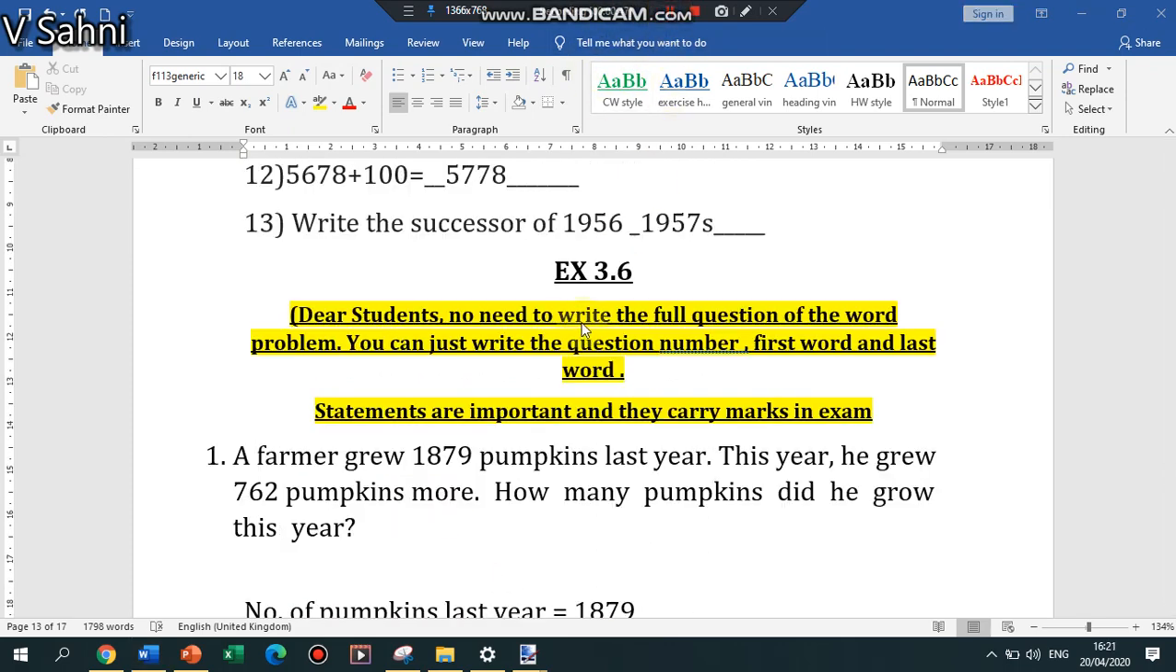Alright. Now we are going to start exercise 3.6, which is I think the last exercise of the addition chapter. Here, some of the rules that I will explain to you are for when you are doing a word problem. This is totally on word problems.